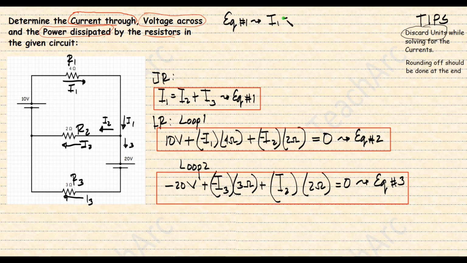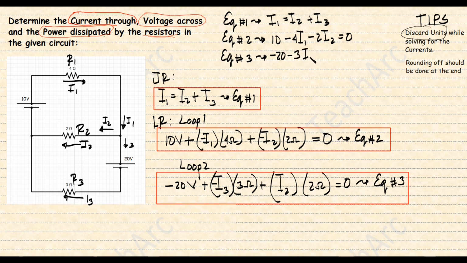Equation number 1 is I1 is equal to I2 plus I3. Equation number 2, we have 10 minus 4 times I1 minus 2 times I2 is equal to 0. Equation number 3 is negative 20 minus 3I3 plus 2I2. Same, equal to 0.